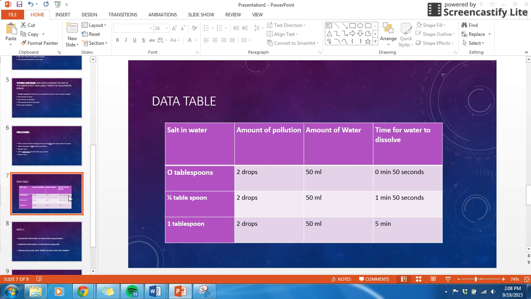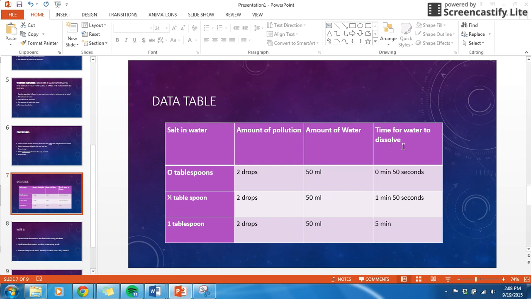Our data table. This is the data table we got from our experiment. We know that with the salt in our water, we had 0 tablespoons, 1/4 tablespoon, and 1 tablespoon. Our amount of pollution was 2 drops each, a control variable. Our amount of water was a control variable. It was the same. We had 50 milliliters of water each.